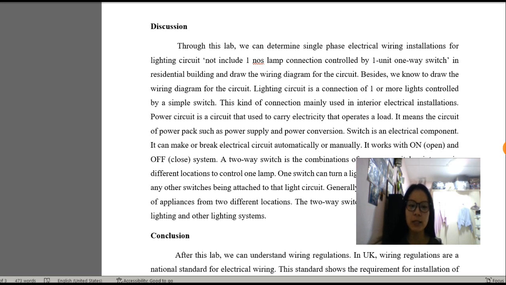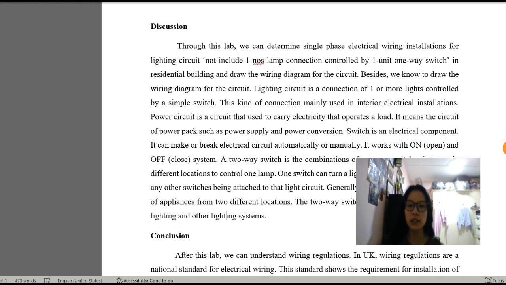Today I will present the discussion and conclusion. I will present the discussion first. Through this lab, we can determine single-phase electrical wiring installations for a lighting circuit, including one-lamp connection controlled by one unit of one-way switch in a residential building, and draw the wiring diagram for the circuit.